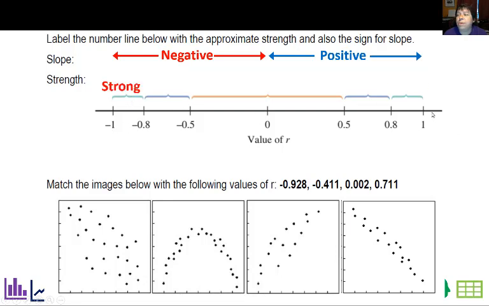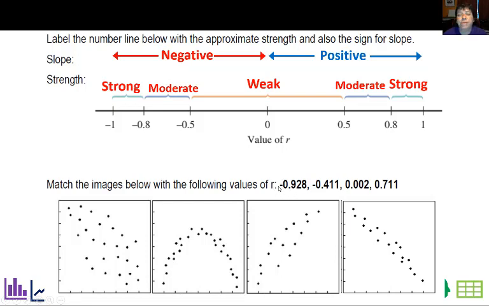The strongest ones we had were at -1 and 1. So this is one rough guideline. From -0.8 to -1 is considered strong. From 0.8 to 1 is considered strong as well. The weakest correlation we had was at 0, which was right here in the middle. And then these two are moderate, so they're in between the weak and the strong. Now, let's go ahead and match these images with the values of R.